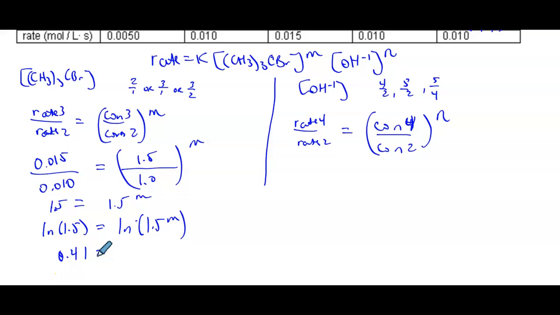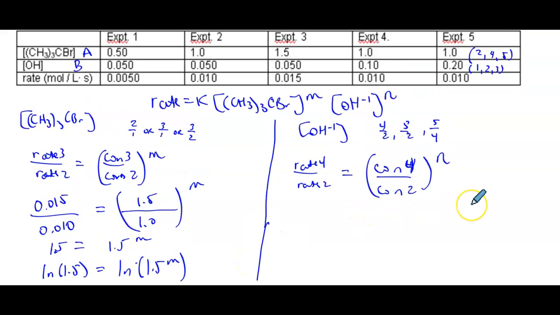0.41, and then this is going to be 0.41 to the m, so the m is going to be first order. All right, we're going to apply the same math over here, except we've got to get a different set of data. So we're going to look again, and remember, because we're solving for OH, we don't pick OH stuff.